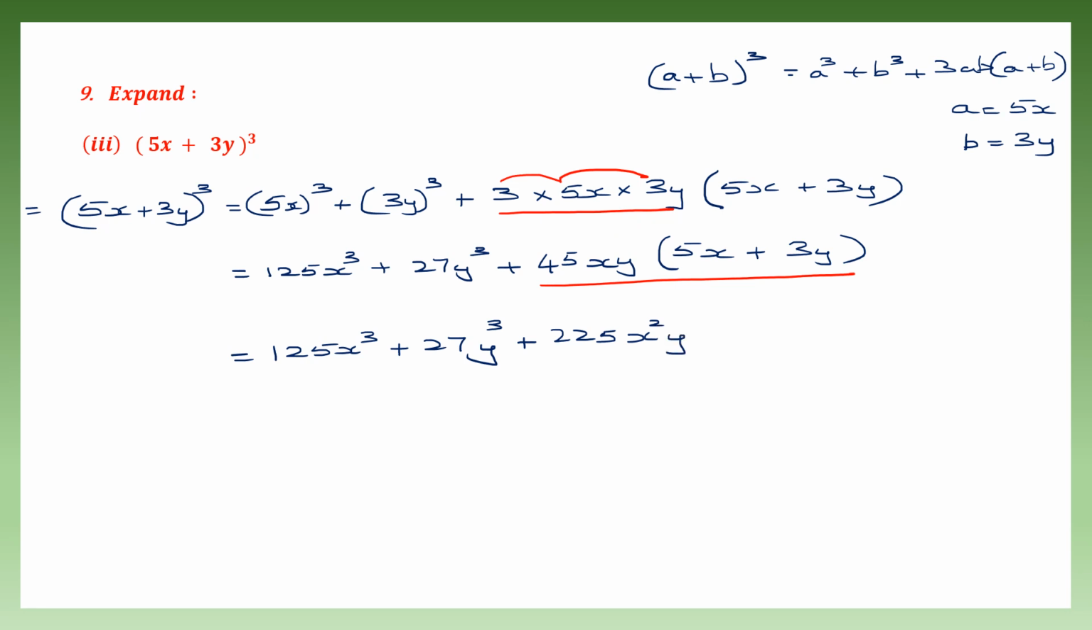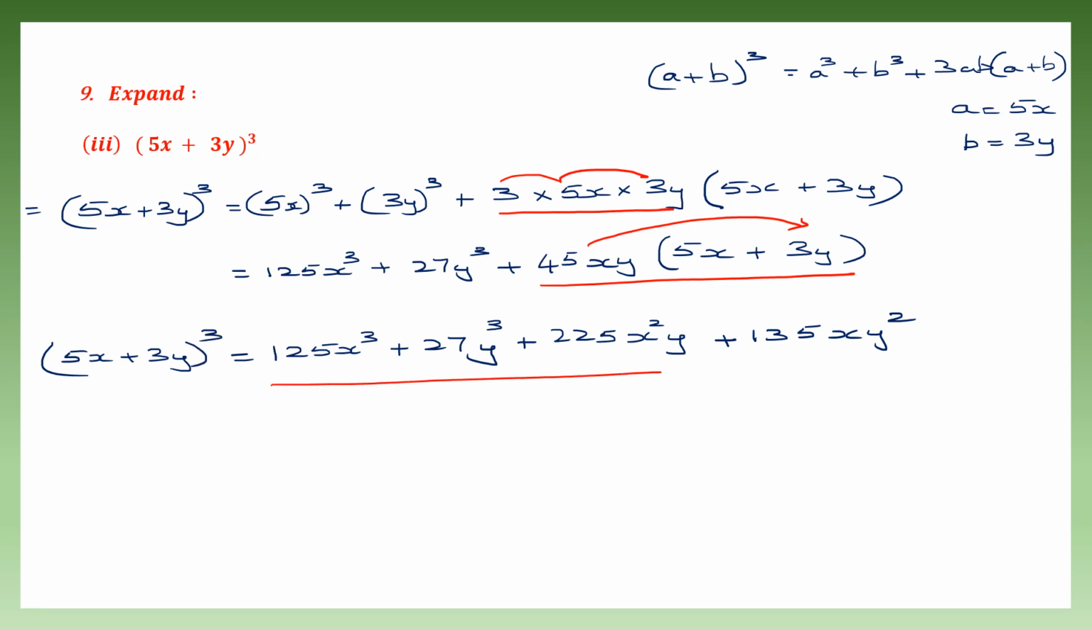Now we have to multiply 45xy into 3y. So the sign is plus. 45 into 3 is 135. Xy into y is x, and y square. So this is the answer to 5x plus 3y the whole cube. So this is our final answer.